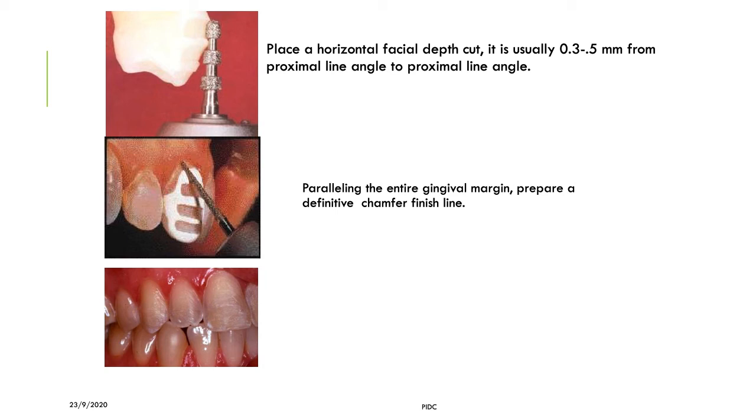After that, the definitive chamfer line is prepared with a diamond bur from the papilla tip towards the incisal edge on both the mesial and distal surfaces. Then the facial depth cuts are removed with the diamond bur, and the long axis of the diamond bur is rolled into the proximal chamfer area to eliminate any sharp line angles.